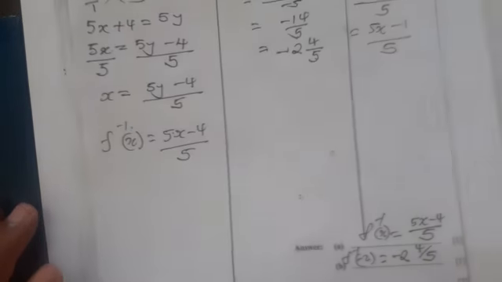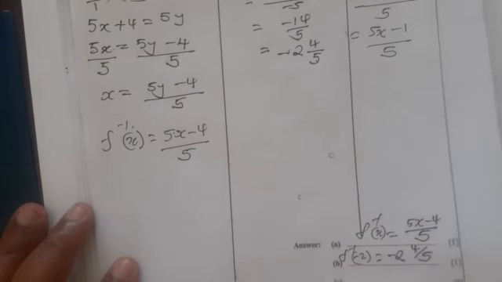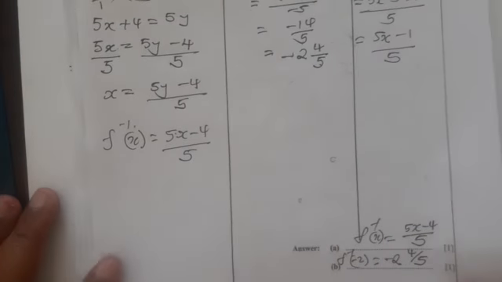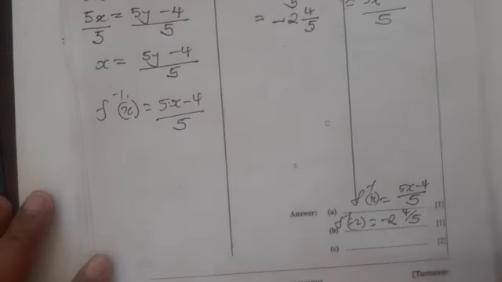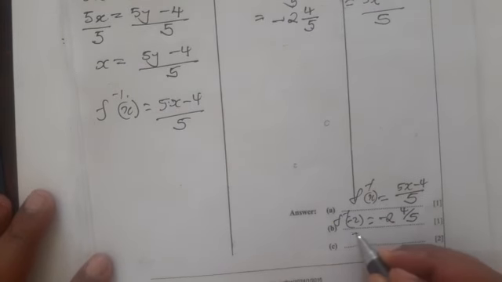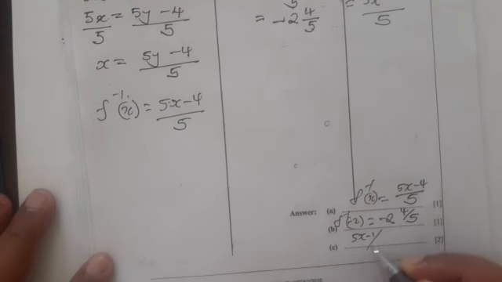Okay, so you come and write here to say you have 5x minus 1 over 5.